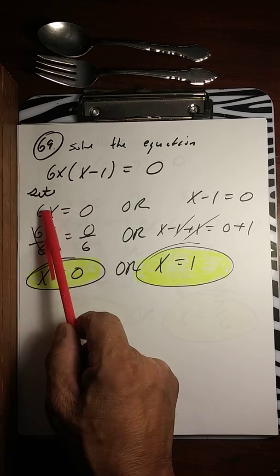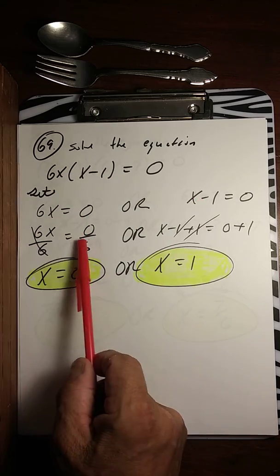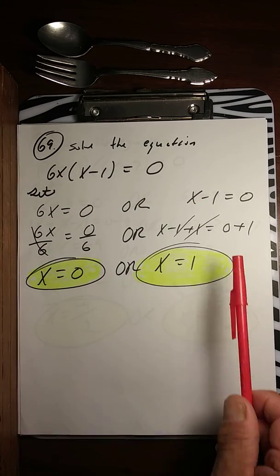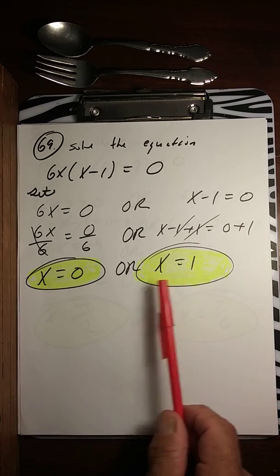Solve the equation. 6x equals 0, x minus 1 equals 0. Divide by 6, by 6, so x equals 0. Or add 1, so x equals 1. 0 and 1.